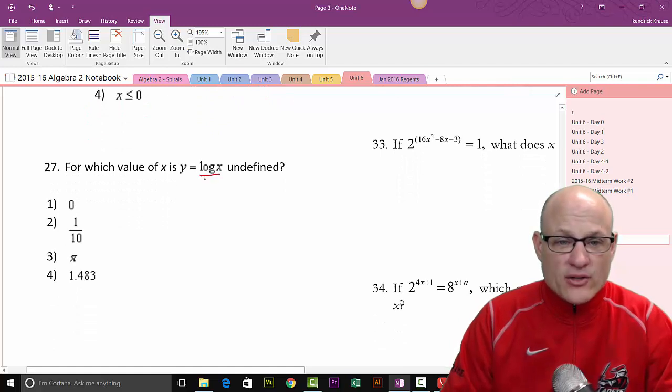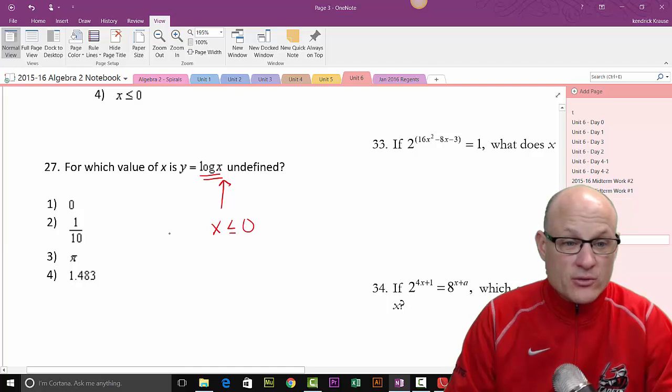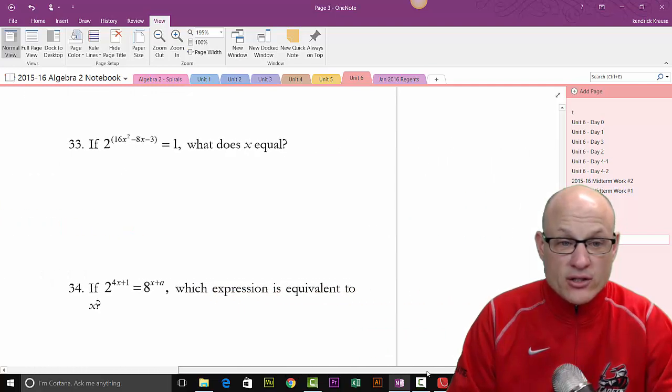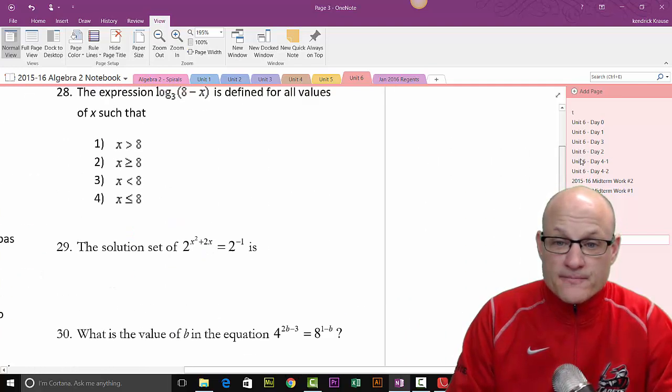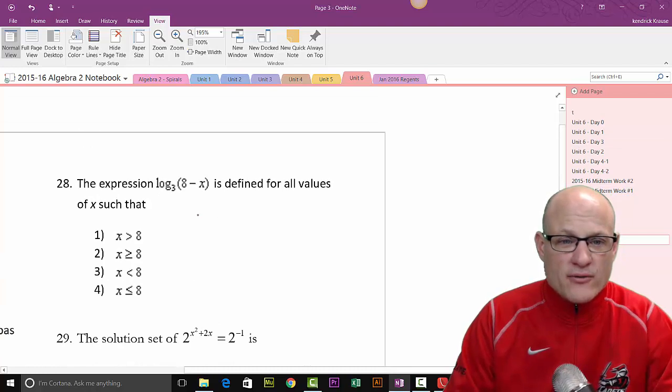When is log x undefined? Again, it's just this can't be 0. So x, it's undefined when x is less than or equal to 0. So let's see, which one of these is less than or equal to 0? Oh, 0. There it is. As long as it's bigger than 0, you can take the log of it. Undefined.